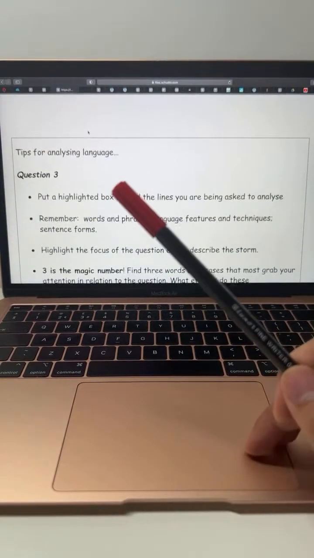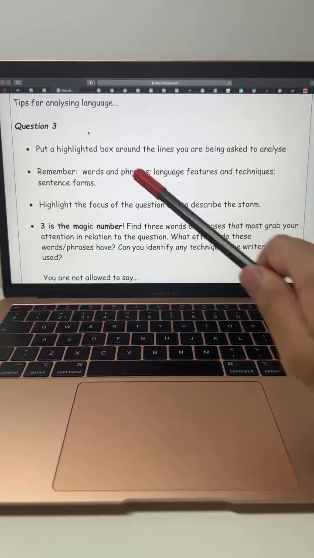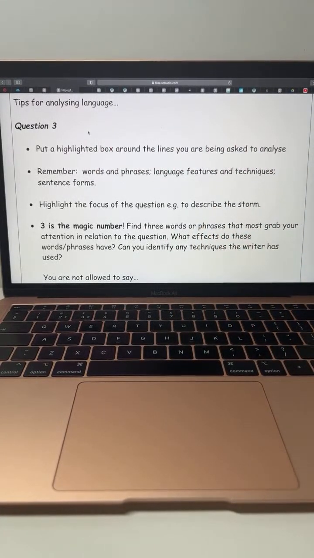Now, some top tips to remember for next Monday include the following. Put a highlighted box around the lines you are being asked to analyze. I know it sounds so simple, but sometimes students end up using quotes from different parts of the text because there are a lot of paragraphs and two sources, so they do get confused.